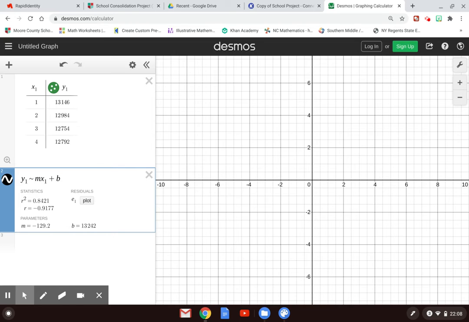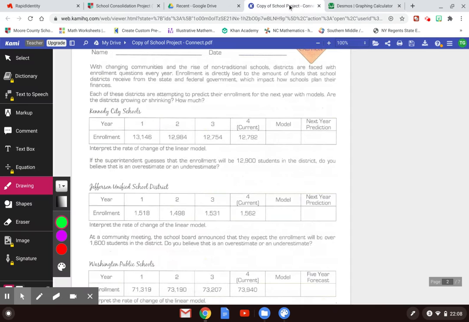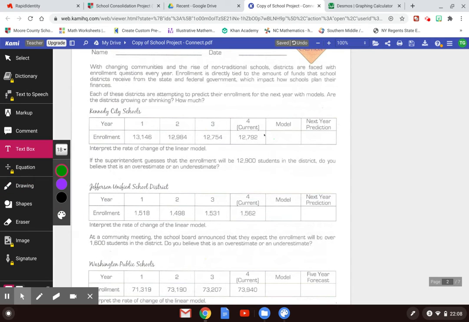Okay? So what you're going to do then is take those two numbers, and we're going to go back here because we are modeling and predicting change. So my model is going to be y equals a negative 129.2x, and then plus 13242. Okay? So that's my linear model. And it might run a little bit over into this box, and that's okay.